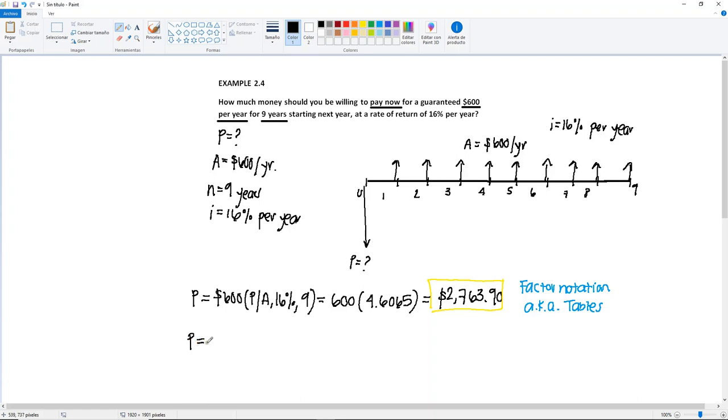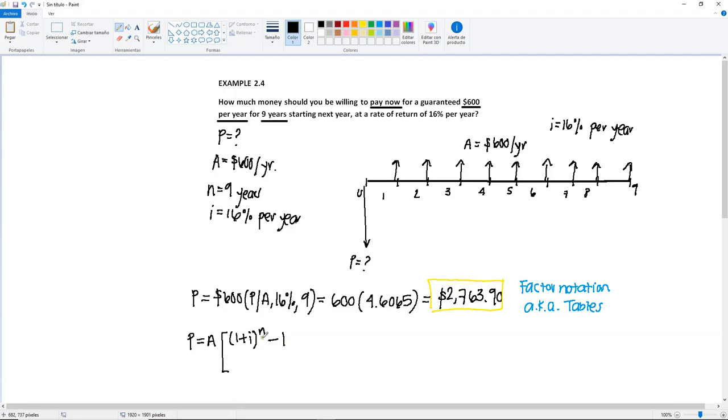find P, A, and then we have the brackets. Here you're going to have 1 plus I to the N. Make sure that you plug this in correctly in the calculator if you're doing it this way. Have your parentheses where they're supposed to go. Don't just raise the I to the N. It has to be 1 plus I raised to the N. Then the whole thing minus 1.